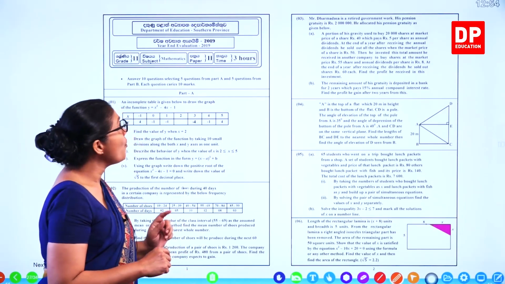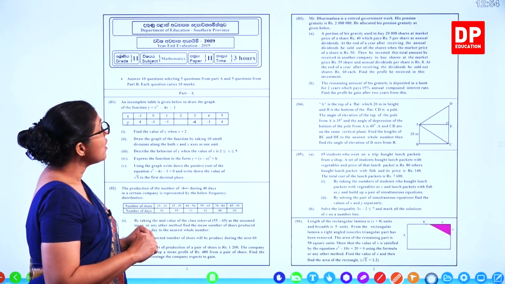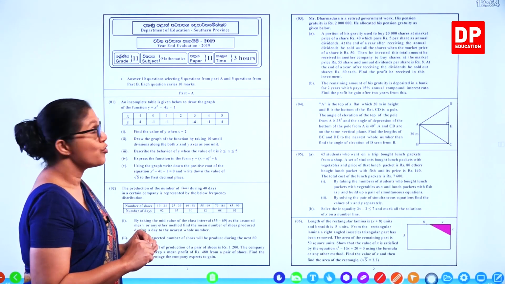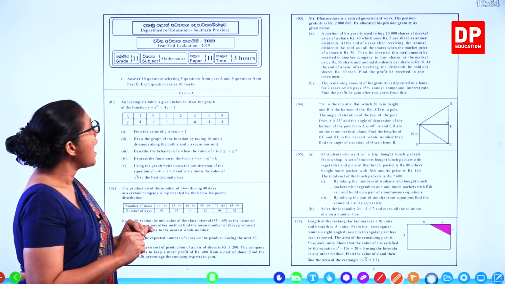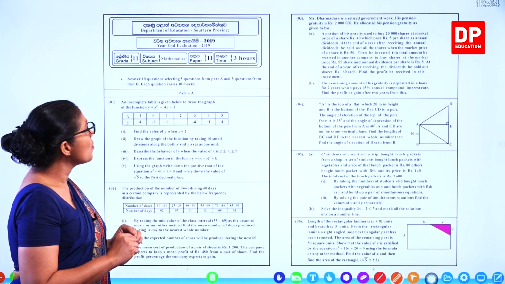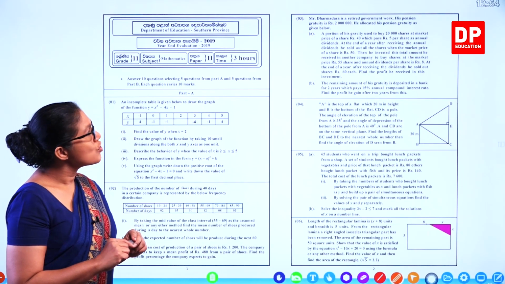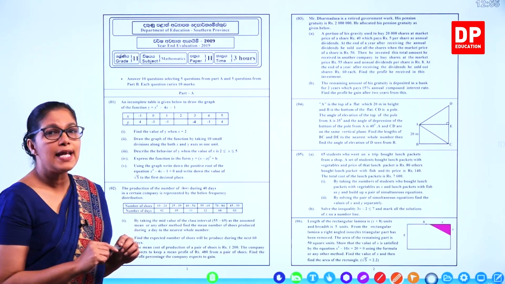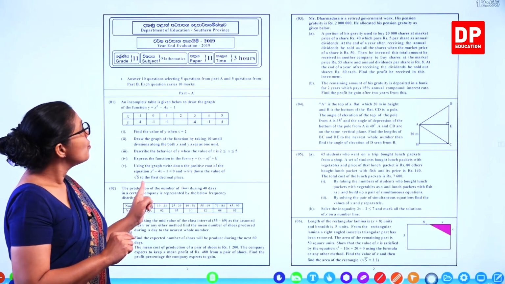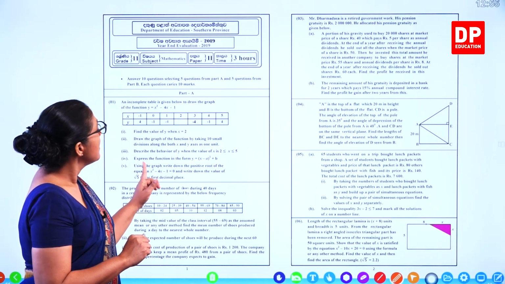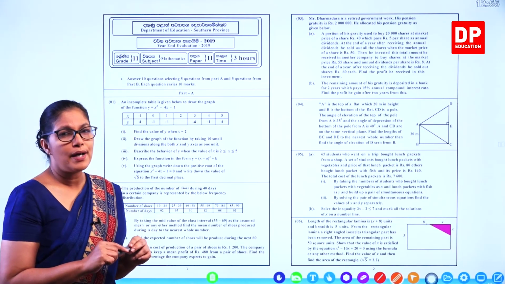Hello students, now we are going to do Year-End Evaluation 2019, Grade 11, Department of Education, Southern Province, Paper 2. You already know you get 3 hours and 2 parts, Part A and Part B. You get 6 questions in Part A and 6 questions in Part B, but you have to do only 5 questions from each part. Each question is worth 10 marks, and you can spend 18 minutes per question.